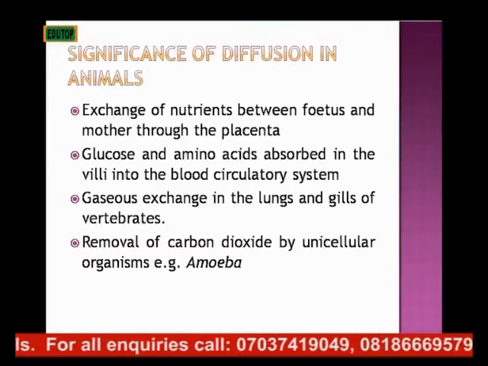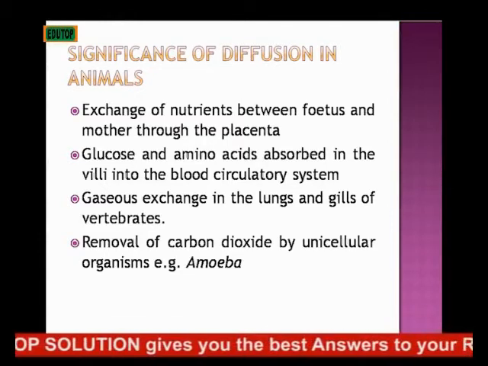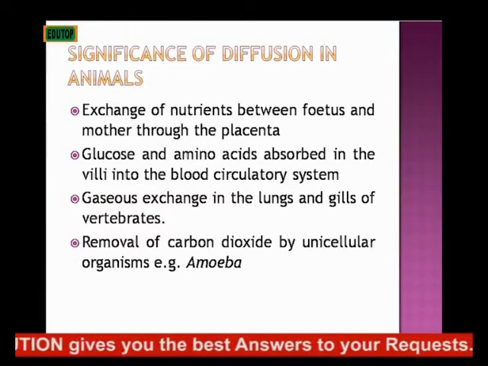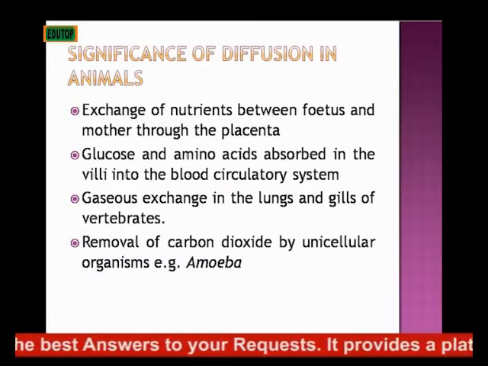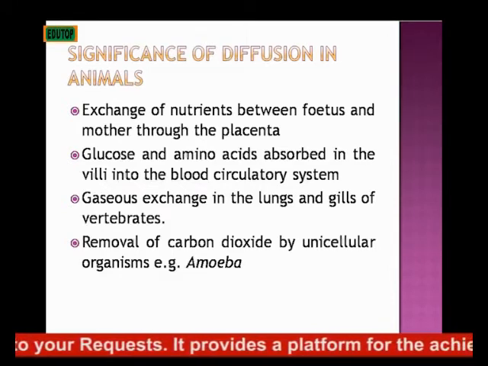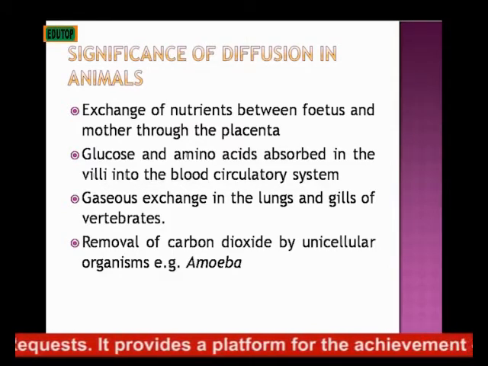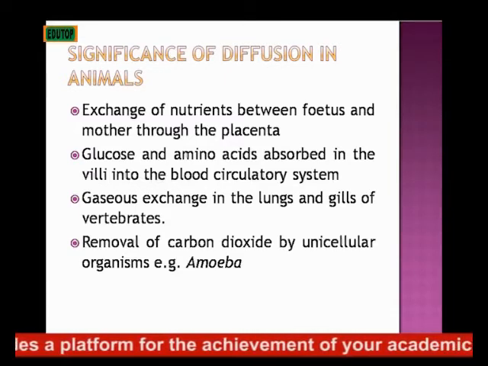First, exchange of nutrients between fetus and mother through the placenta. You know, in the reproduction process, especially in mammals, when you have the fetus, that is the baby in the womb, the baby gets food from the mother through the placenta. That is why they tell pregnant women to be careful of what they eat, the kind of drugs they use, because it affects their baby directly.